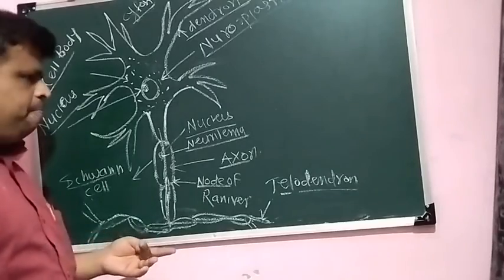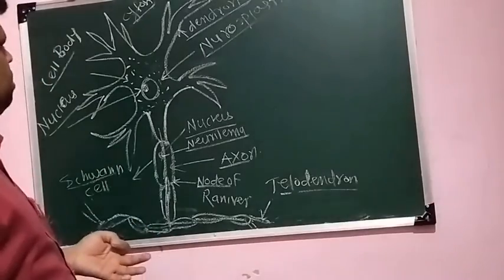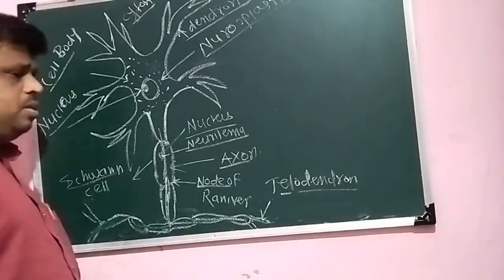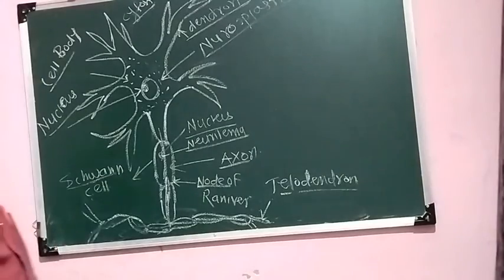Second one is bipolar neuron and the third one is the multipolar neuron. So this is simply regarding a nervous tissue. In this way this chapter is over.